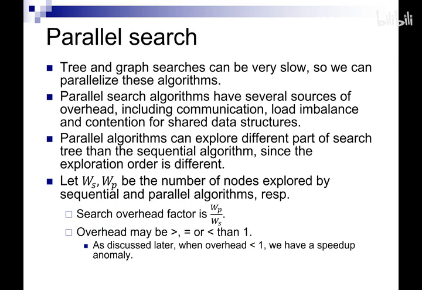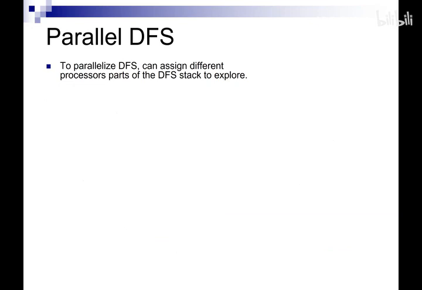But in this case, since we have a fixed problem and we have different search orders, the parallel algorithm can do less work than the sequential algorithm. We'll see some examples of that later. Right, so now let's get to how to parallelize particular ones of these search algorithms. First of all, DFS. How would you parallelize DFS?